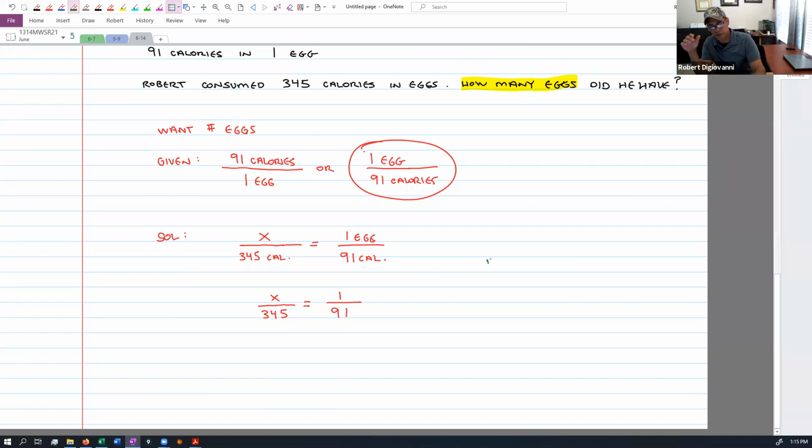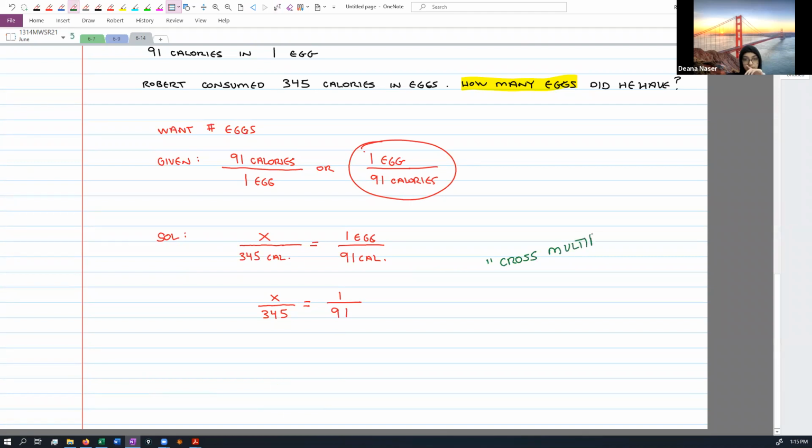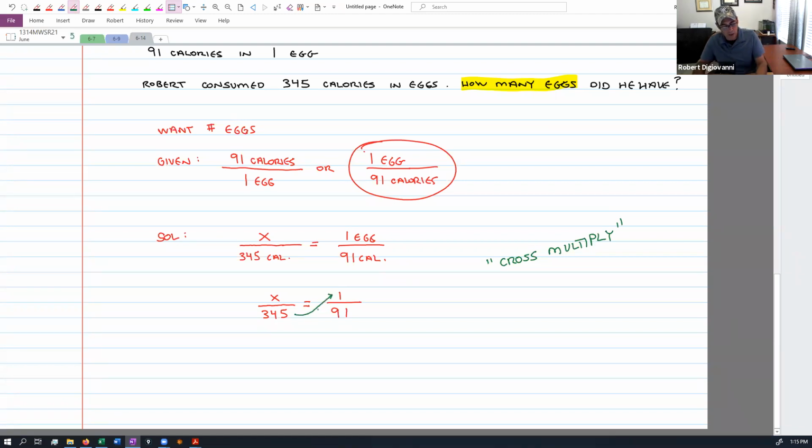Anyone ever heard this? Multiply. Good, cross multiply. Okay, now, if you've never seen that, don't worry about it, I'm going to show it to you. But just please keep in mind, you can only do this when you have a fraction equals a fraction. What we're going to do is multiply the 345 times 1, and multiply the 91 times the x. It's multiplying across. So when I do the 91 times x, that leaves me with 91x on the left side. And when I do 345 times 1, that leaves me with 345 on the right side.